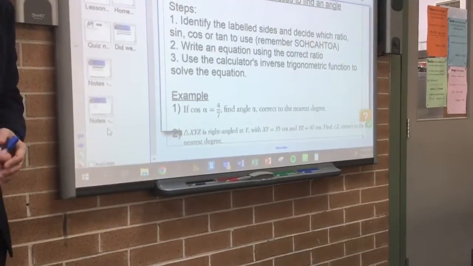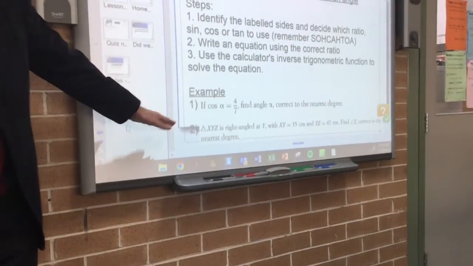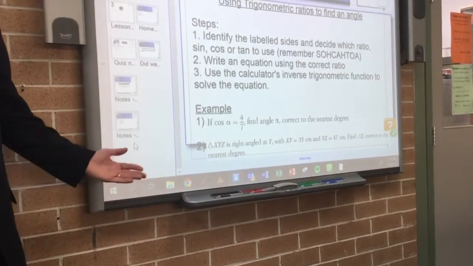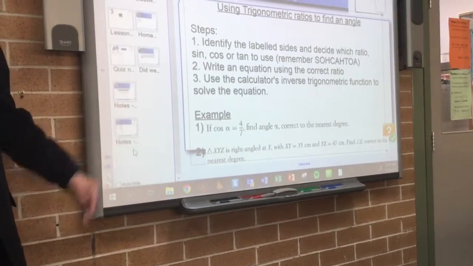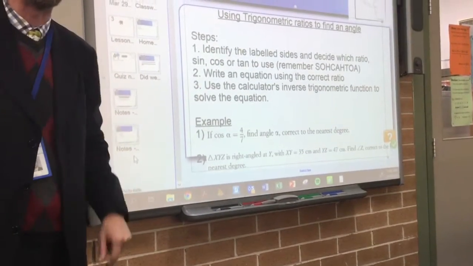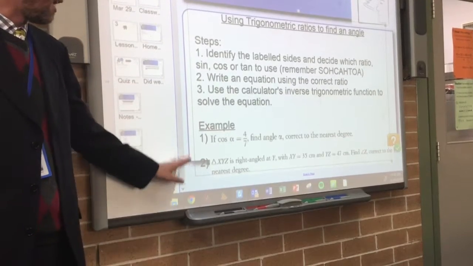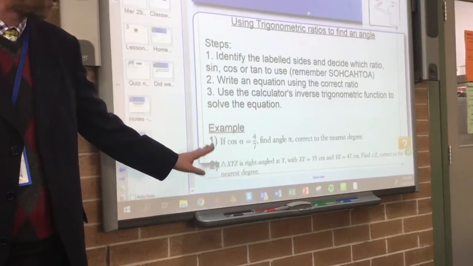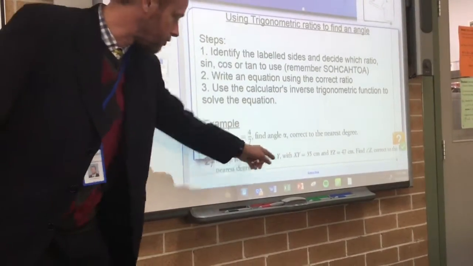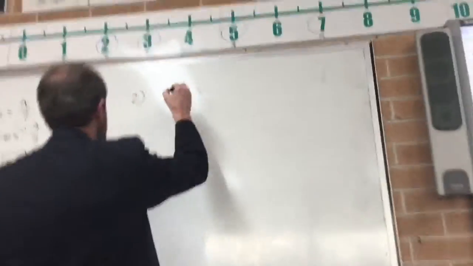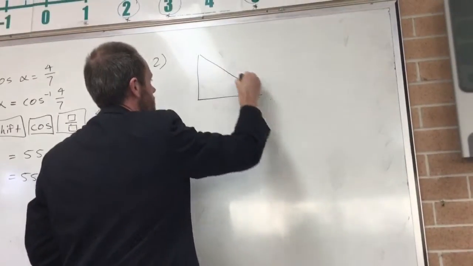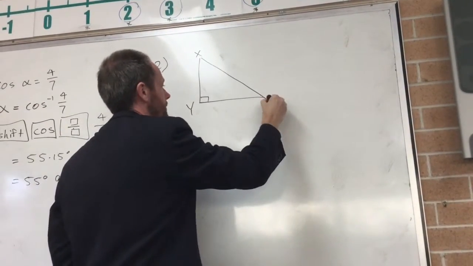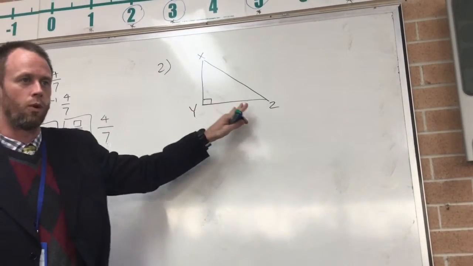Question 2. Here in this question it says triangle XYZ is right angled at Y with XY 35 centimetres, YZ 47. Find angle Z, correct to the nearest degree this time. When I see a question like that, my first response is I need to draw a triangle. It's a right angled triangle at Y. It doesn't really matter what orientation I use, but Y is going to be there. The other two are X and Z, X, Y, Z.